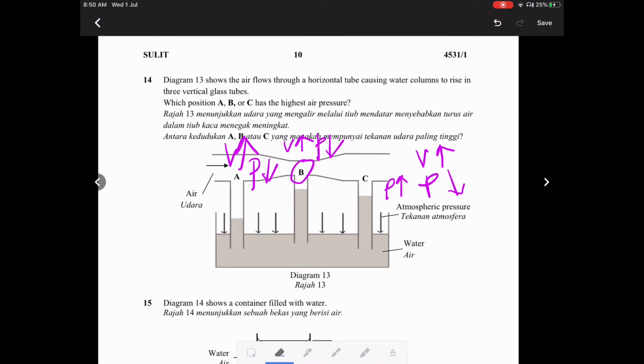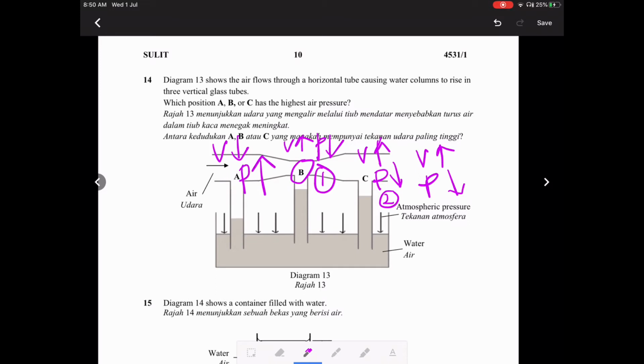Okay, untuk hujung ni velocity dia paling laju. Jadi pressure dia paling rendah. Jadi air akan naik tinggi. Okay, so yang ini yang paling rendah, number 1 yang paling rendah. Ini yang kedua paling rendah. Okay, kemudian yang ketiga ni. Okay, so velocity yang ini adalah paling perlahan. Jadi pressure dia paling tinggi.